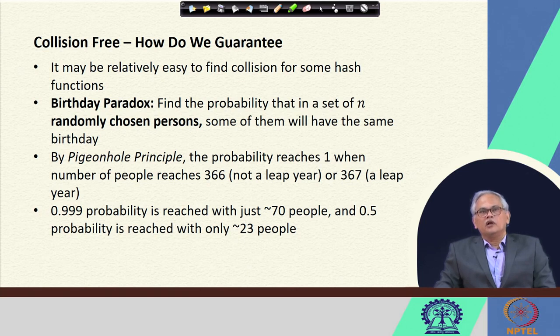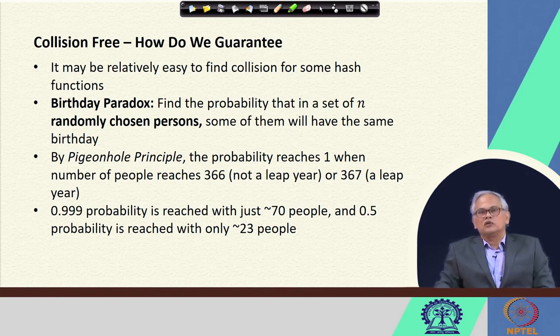For example, we know about this concept of the birthday paradox, which asks: suppose in a room there are n randomly chosen persons, what is the probability that some of them will have the same birthday? Now, by applying the simple pigeonhole principle, the probability reaches 1 when the number of people reaches 366 if it is not a leap year, or 367 if it is a leap year, because at least two of them will have the same birthday.